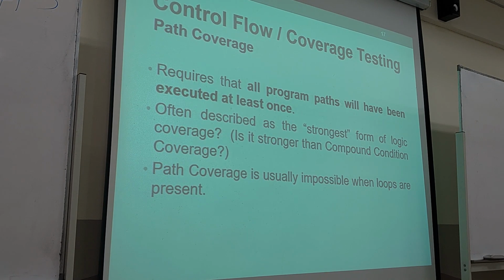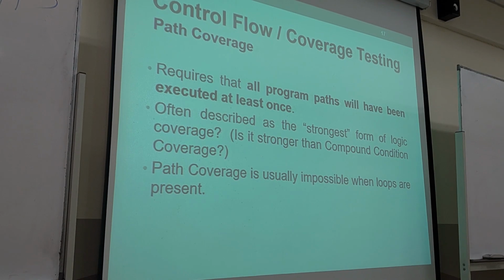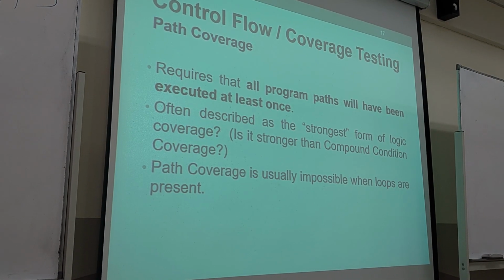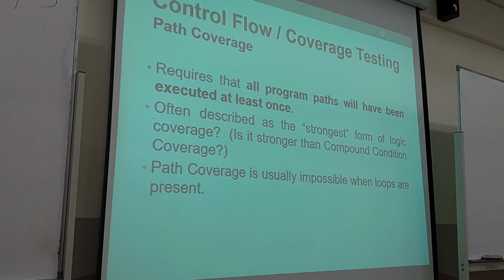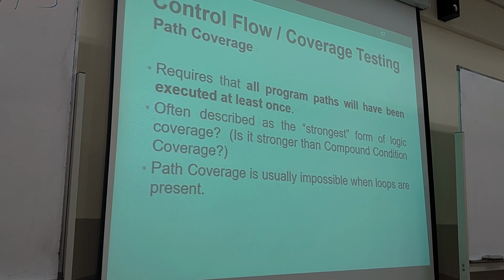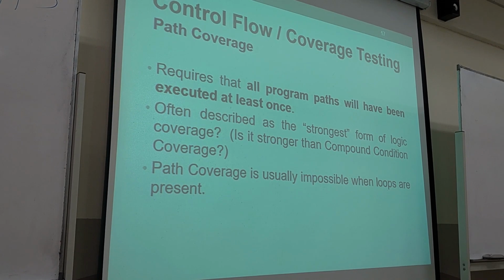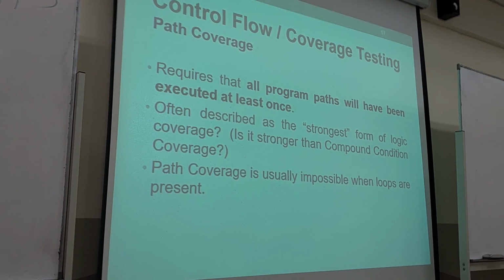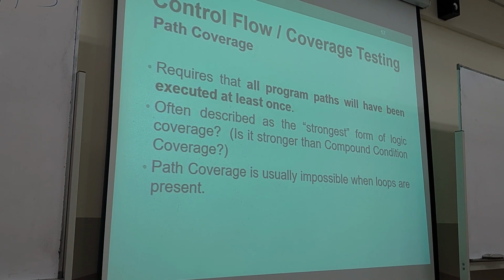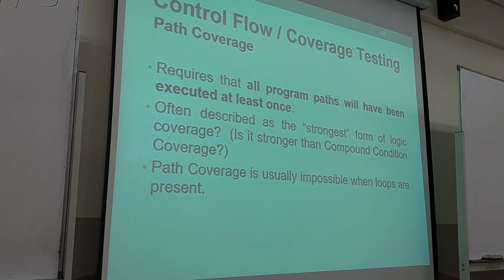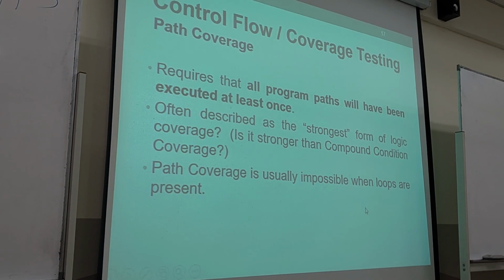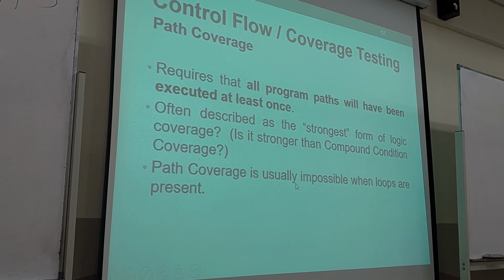Because when we say loop can actually be a problem for us to do this white box testing, because we cannot be repeating the path based on the loop number again and again. Okay, so that's why we execute at least one time. It's supposed to be enough for us to get the result. So that's why it is kind of impossible when there is a loop in a source code.